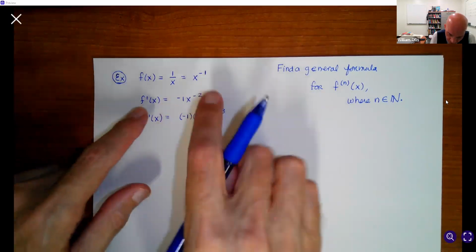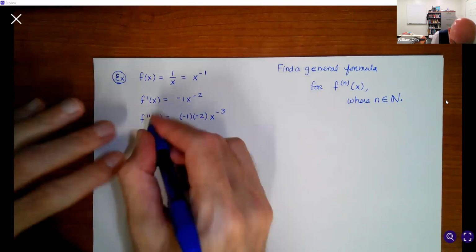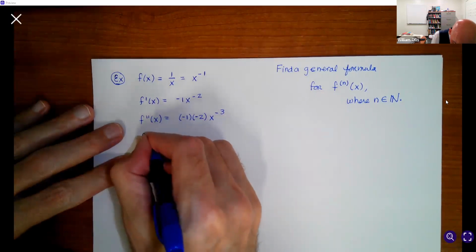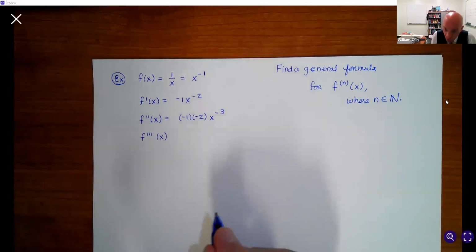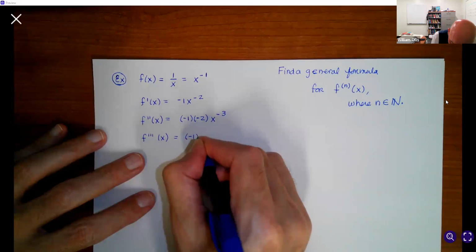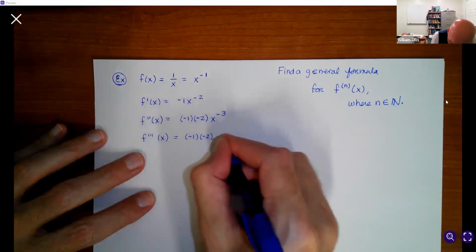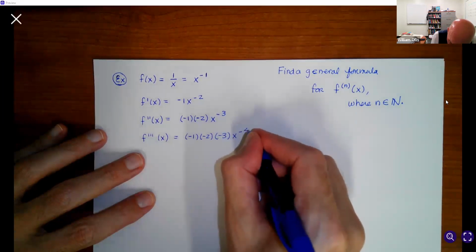So now we just want to see what's going on between the order of the derivative of these numbers here. Let's keep going. We'll do three ticks for this, and then, of course, after that, we'll just start putting in the number. So now we have -1, -2, -3, x to the -4.